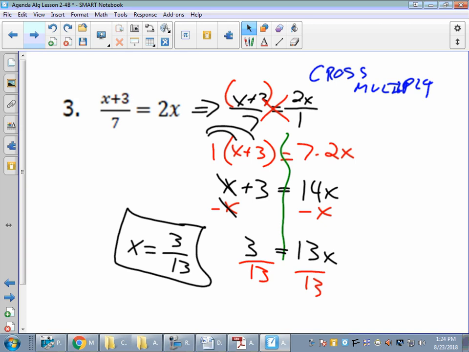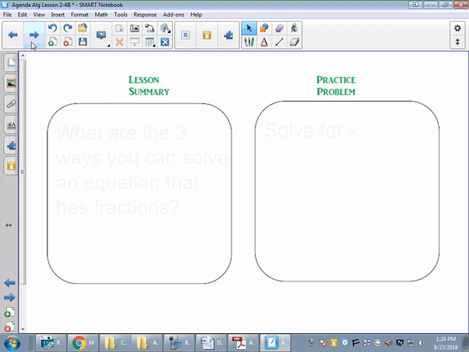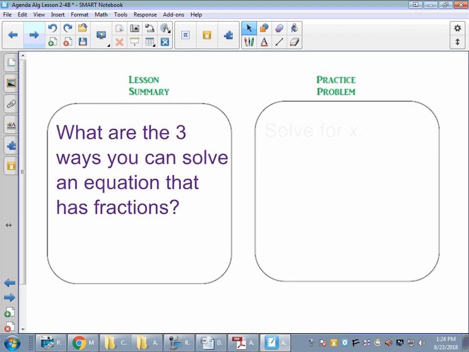Okay, so that's an example of each different way, all 3 ways to solve these problems with fractions. Number 4, you can try this on your own with any which way you want to do it. And that takes us to the lesson summary, which is what are the 3 ways you can solve an equation that has fractions, and then solve for x in this problem here.